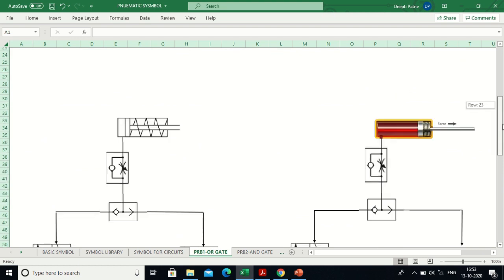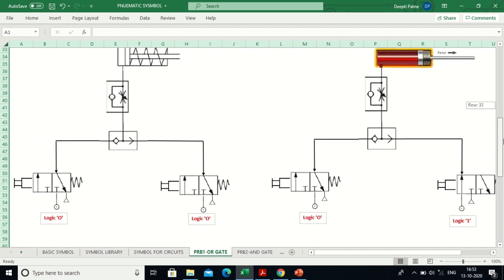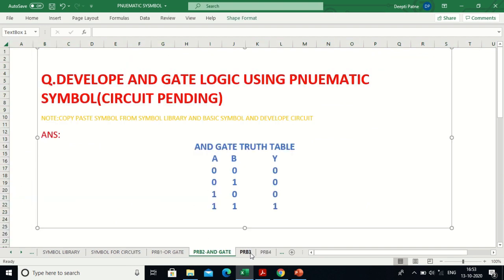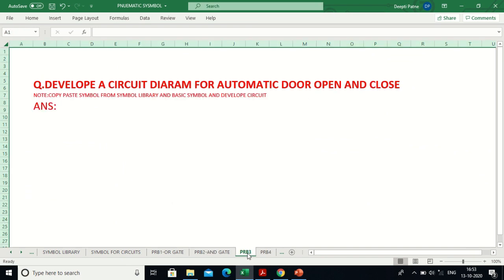I hope you all understand the circuit development for the OR gate. Now I want you all to develop the circuit even for the AND gate. The truth table is already given and there are many interesting circuits available for you, like an automatic door open and close with the help of a pneumatic circuit.